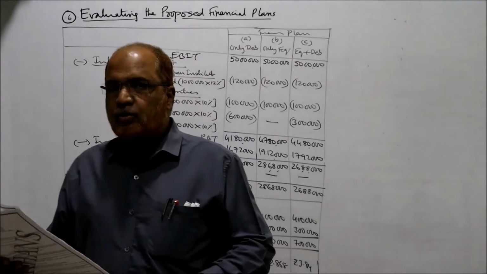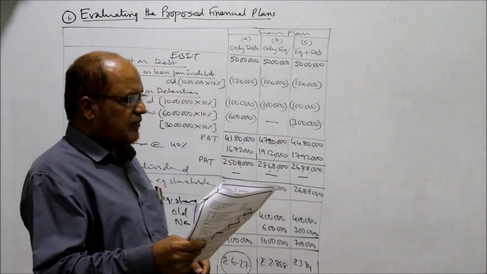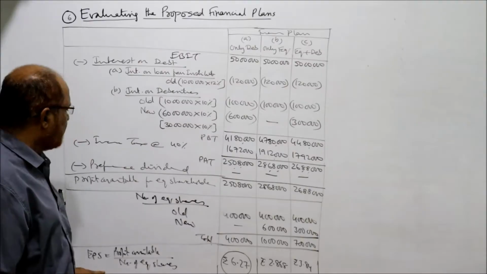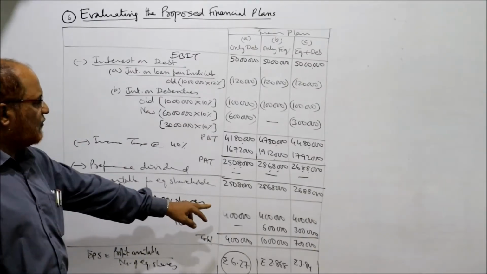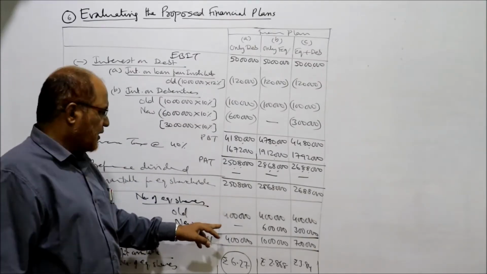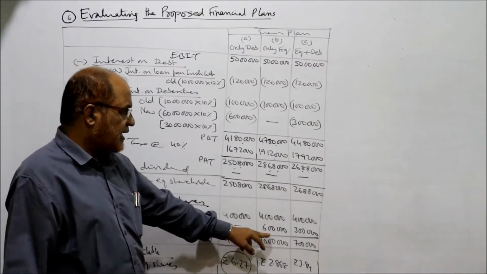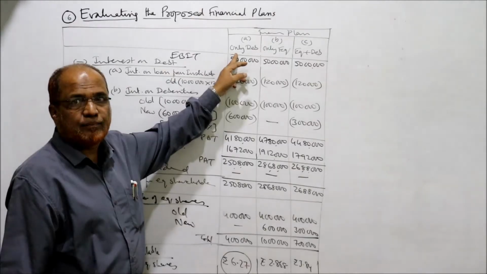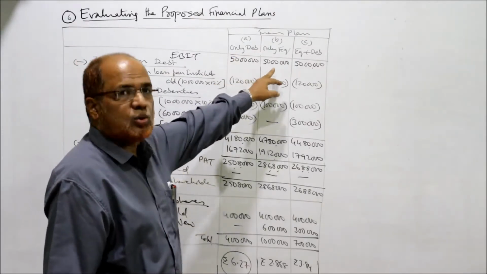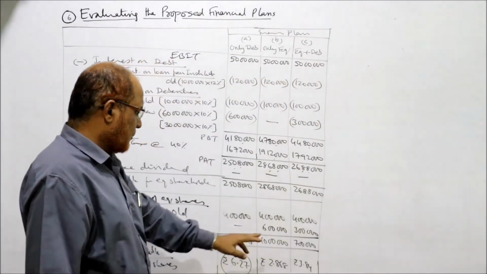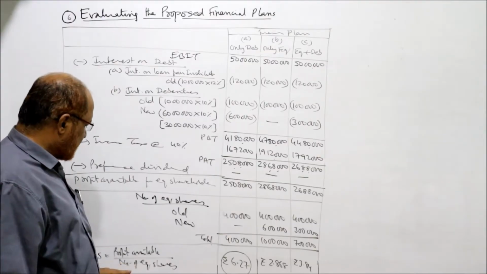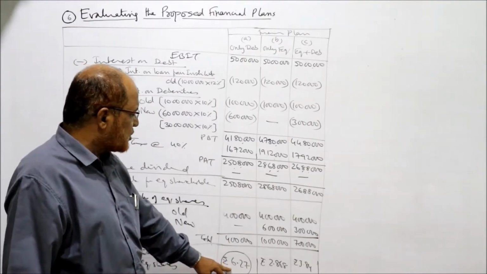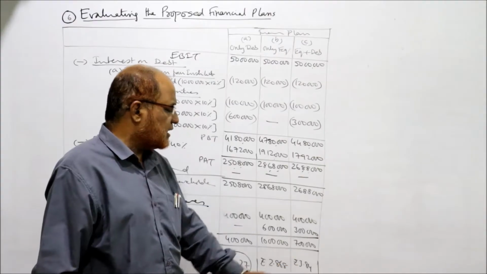So we will continue the sixth problem. In the sixth problem, we have already completed the EPS. Number of old shares is 4 lakh in each column. Then new shares will be there in the second and third column. In the first column, only debentures are there. So we will have the equity shares only in the second and third column. So ultimately EPS, profit available divided by number of equity shares, is 6.27, 2.868 and 3.84.